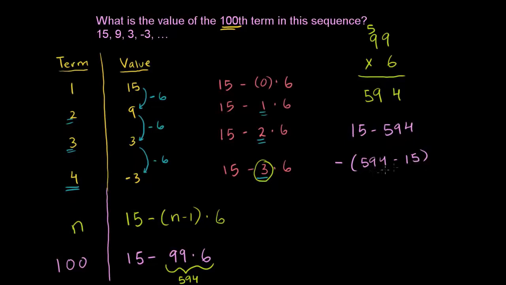We could do this in our head. 594 minus 14 would be 580, and then 580 minus one more would be 579. So that is 579, and then we have this negative sign sitting out there. So the 100th term in our sequence will be negative 579.